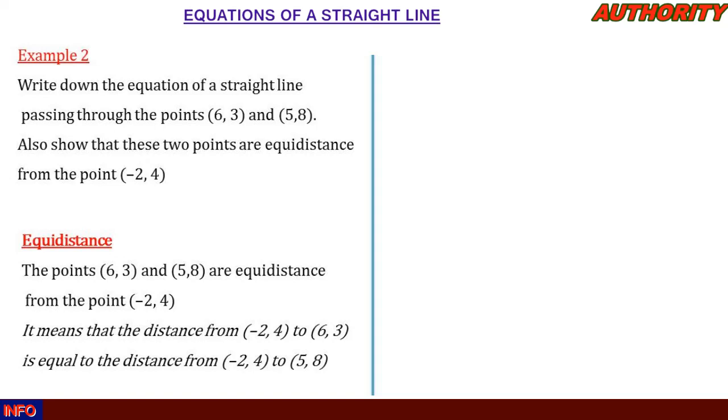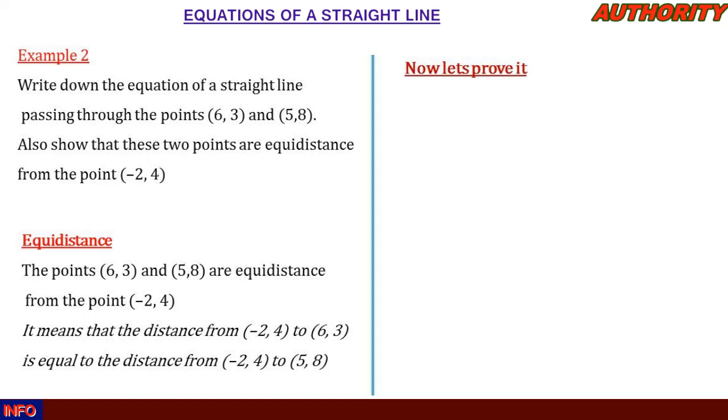So for this equidistance, we have 2 points, 6 comma 3 and then 5 comma 8. We are to show that these 2 points are equidistant from a particular point. That means that the distance from the first point to the point minus 2 comma 4 is equal to the distance from the second point to the point minus 2 comma 4. All right, now let's solve it and prove it.